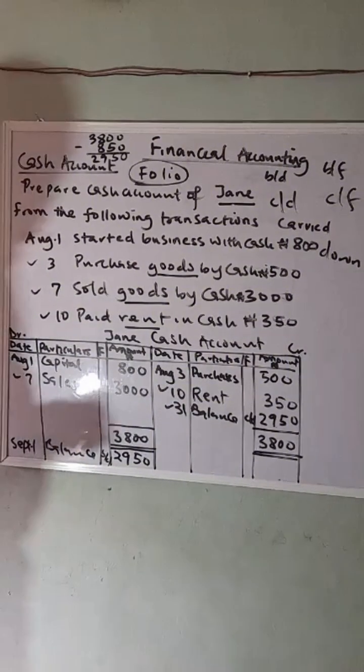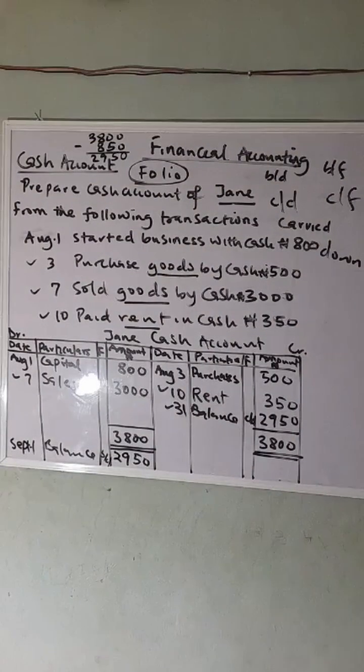If you look at what I've drawn on the board, that's an easy way to prepare a cash account, a single column cash book example. The debit side is money coming in, with debit. The credit side is money going out, with credit.